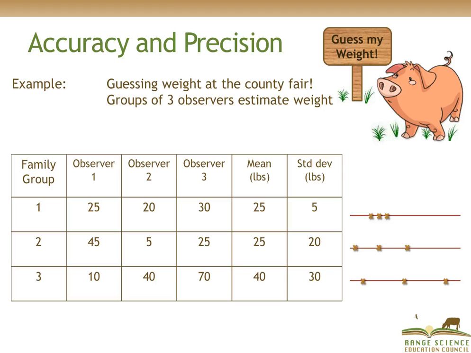Now, normally we don't know what the true value of the actual mean would be, but in this case we're actually just estimating the weight of an individual pig, and this little guy weighs 25 pounds. So in this case, we know that family groups 1 and 2 are equally accurate in their estimate because their mean estimate is 25 pounds. But there's definitely more, family group 1 is more precise. Family group 3, we can see, is neither accurate nor precise.